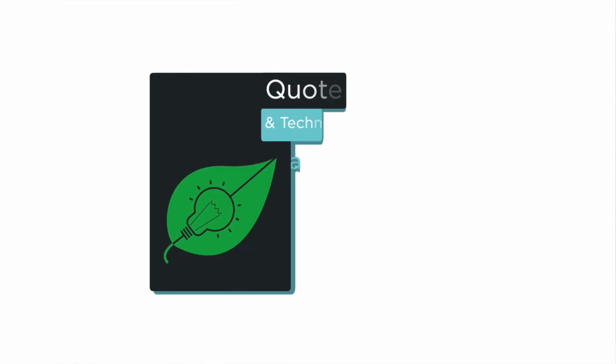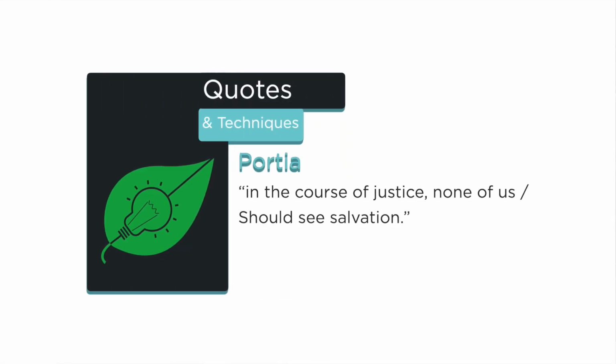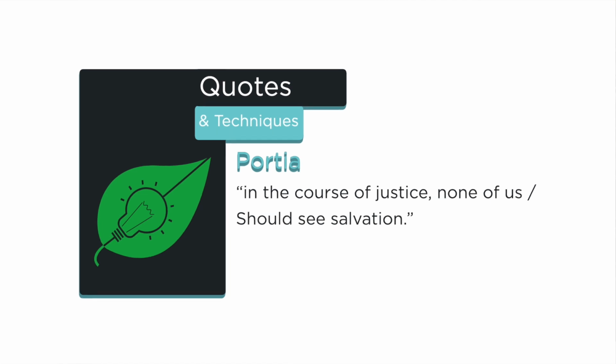That example is "in the course of justice, none of us should see salvation." So, Brooklyn, what's happening here? Well, just before we get into the quote, I want to mention that this is a significant part in the play because Portia actually has a lot of agency here. She's disguised herself as a man, which is kind of the only way you get agency in Elizabethan England, unfortunately. So that's the setting here.